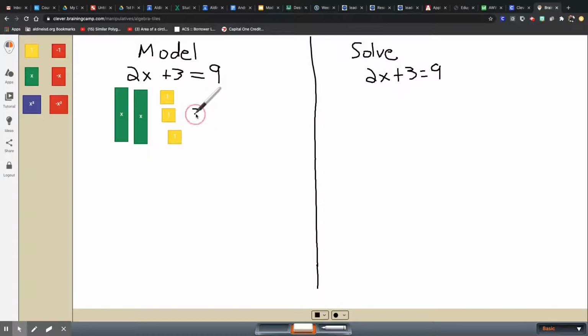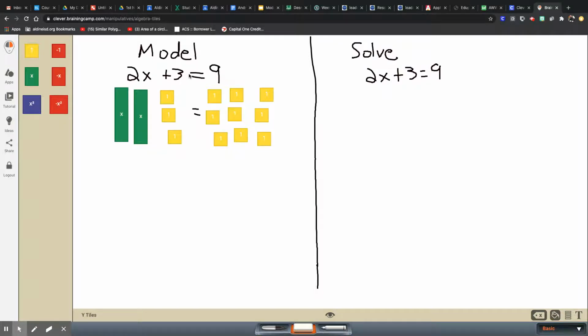It is equal to, and then I have a positive 9 on the right side of my equal sign. So I'm going to take 9 yellow tiles: 1, 2, 3, 4, 5, 6, 7, 8, and 9. All right, so 2x plus 3 equals 9. Here is an example of an equation that you saw in 7th grade. I have a one-variable, two-step equation.